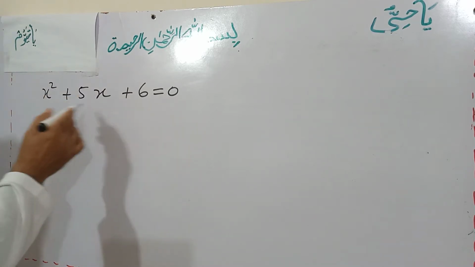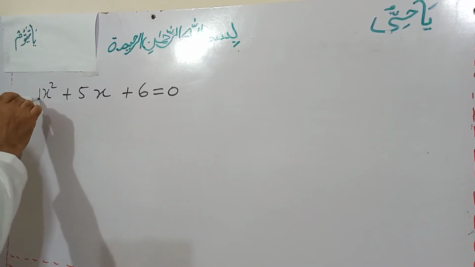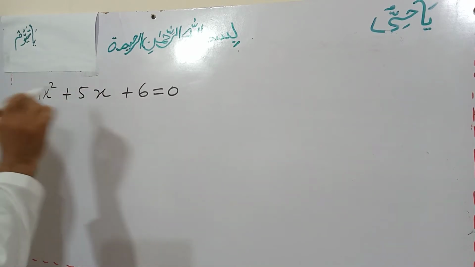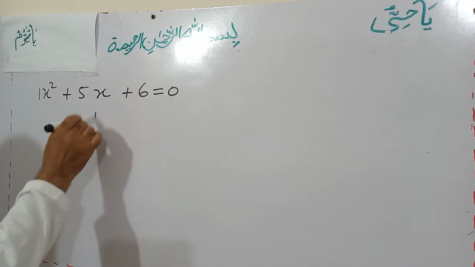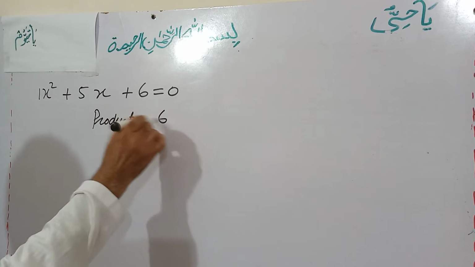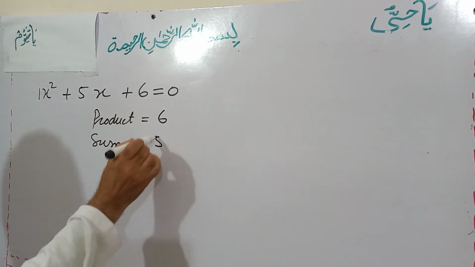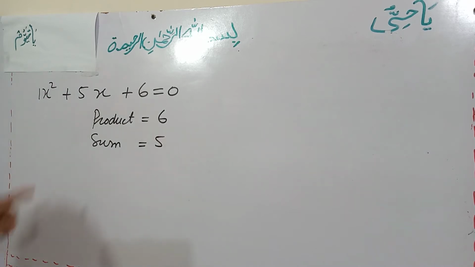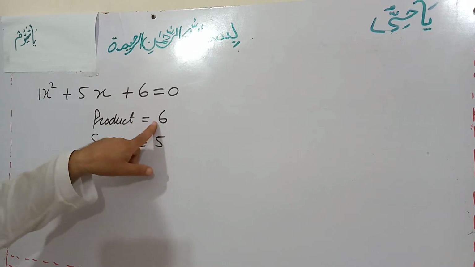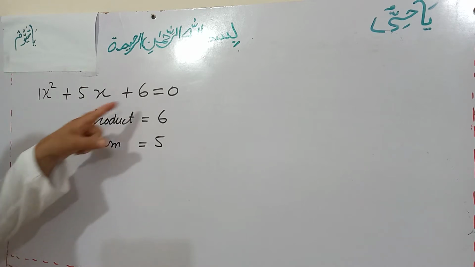Middle term breakage: the product of extremes. This is one extreme and this 6 is the second extreme. The product of extremes is 6. Now the sum is 5. We will take factors of 6. The sum of the factors should be 5 and the product should be 6.